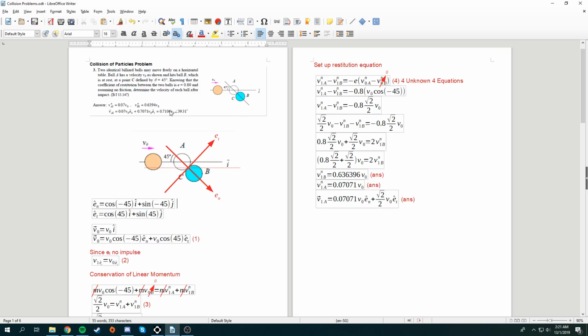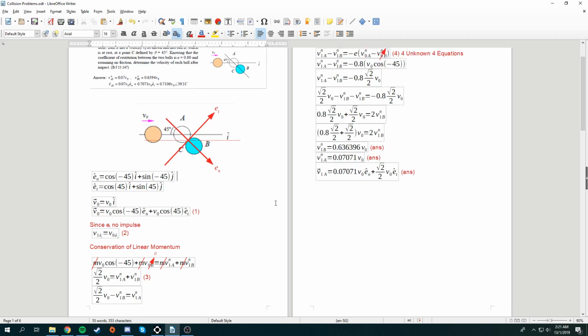Ball A has a velocity of v0 as shown, and it hits ball B, which is at rest, at point C, defined by theta equals 45 degrees. Knowing that the coefficient of restitution between the two balls is e equals 0.8, and assuming no friction, determine the velocity of each ball after the impact.